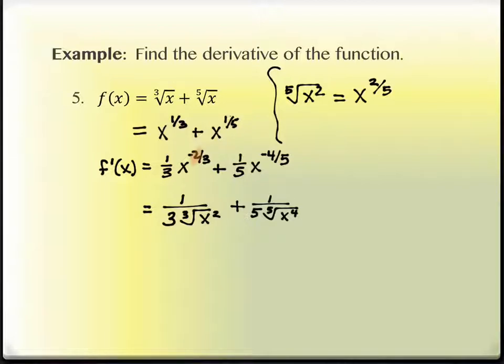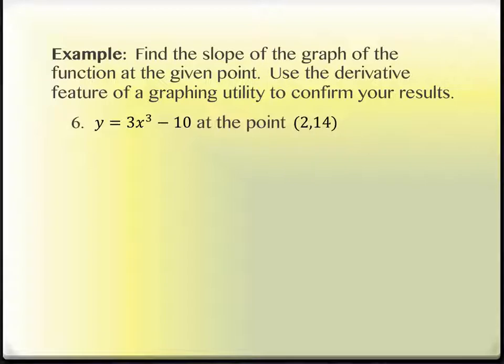Okay, number 6. Back to a much nicer problem, right? y equals 3x cubed minus 10. The directions change slightly. This one asks us to find the slope of the graph of the function at the given point, and then use the derivative feature of a graphing utility to confirm your results. The given point business is the new part, and you see we've got a point listed here, (2, 14). Yes? Okay, so let's find the slope. That means the same thing, right? Find the slope is the same thing as saying derivative.